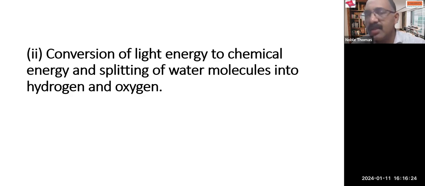Step number one, energy of the light has been converted into chemical energy. Once it has been done, the energy is also being used for splitting a water molecule. Now, splitting a water molecule is very much essential because photosynthesis is not an oxidation process. It's a reducing process. It's a reduction reaction. Why can we say that it is not an oxidation process?